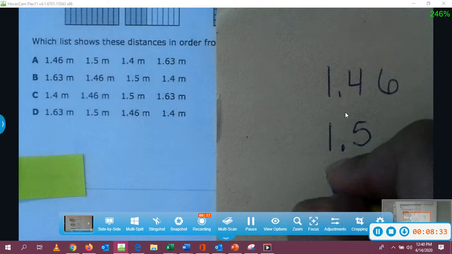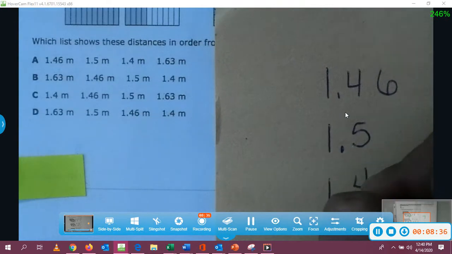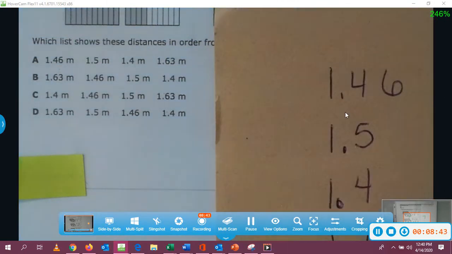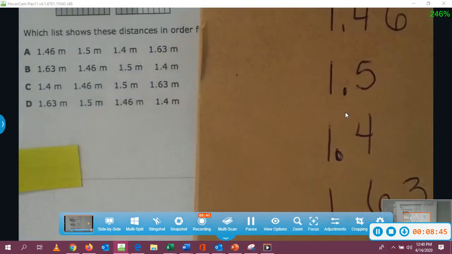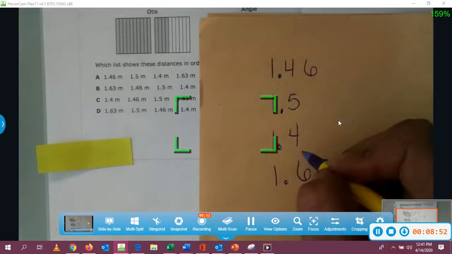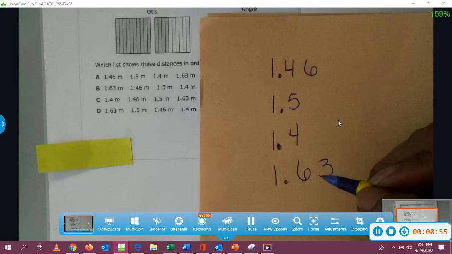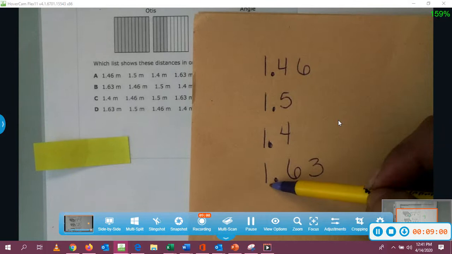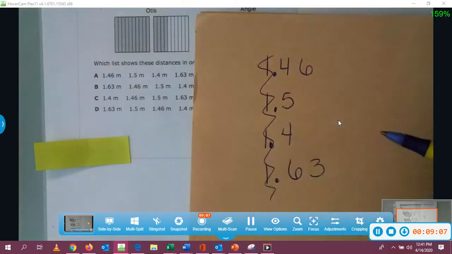1.5, 1.4, and then 1 and 63 hundredths. So you have lined up something similar to this. Okay, so we know that all the ones in the ones place are the same, so that doesn't even matter. So you can mark those out because that's not what we're looking at.